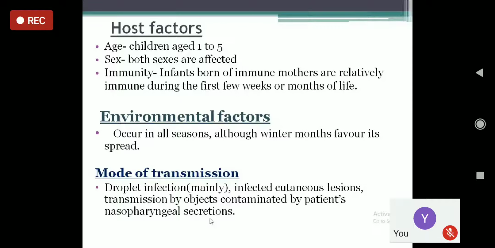Infected cutaneous lesions are another mode of transmission. Through the cutaneous lesions, discharge is produced, and if that discharge is contacted by another person, and the person does not maintain personal hygiene, then the disease can be transmitted from there also. It can also be transmitted by objects contaminated by patients' nasopharyngeal secretions. While drinking, using spoons, or sleeping, our nasopharyngeal secretions, saliva, and sputum may spill over. If the same objects are used by another healthy person, the secretions will get transferred to that person.